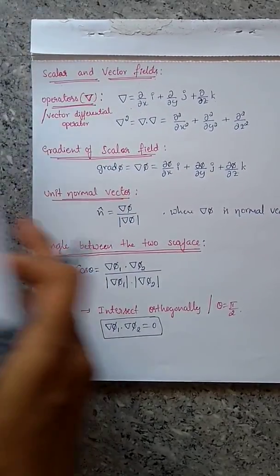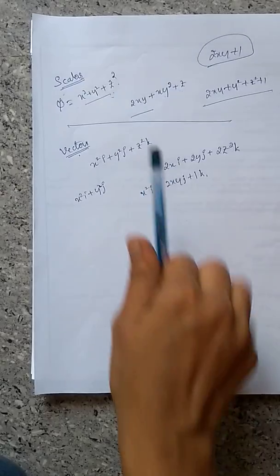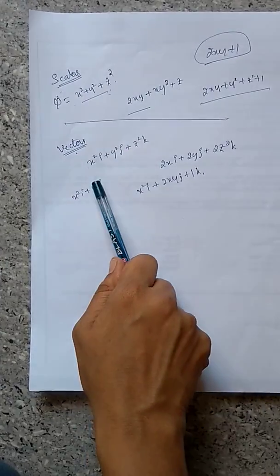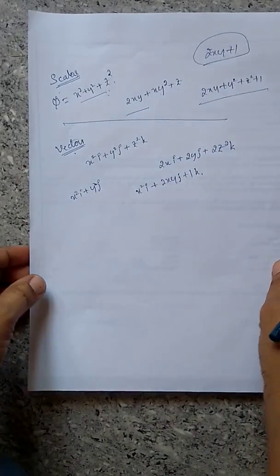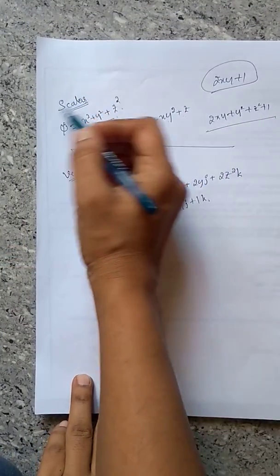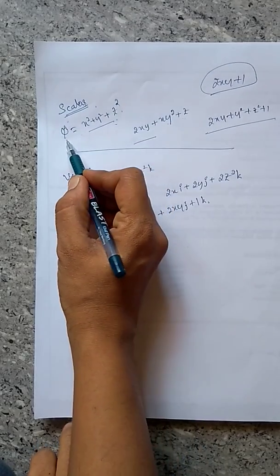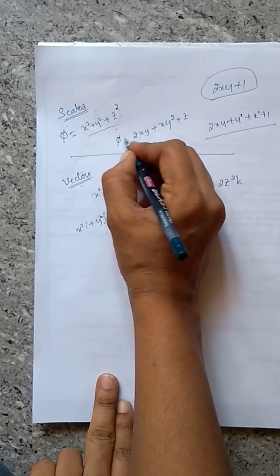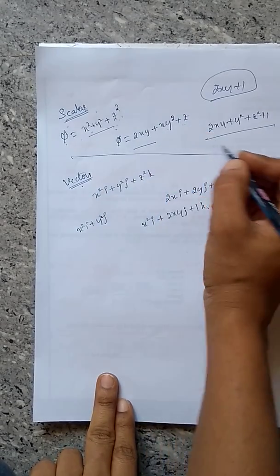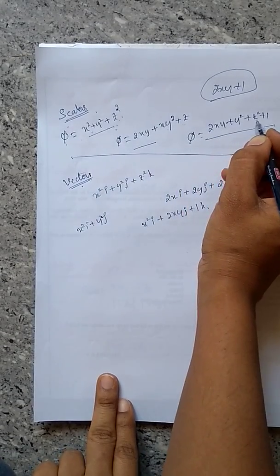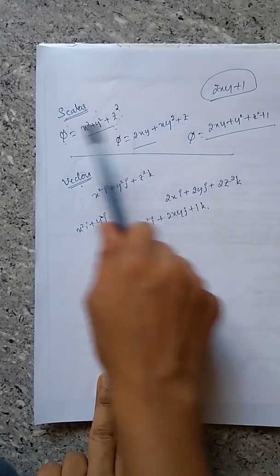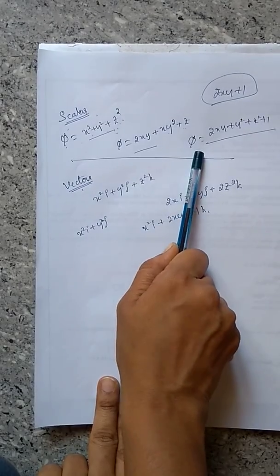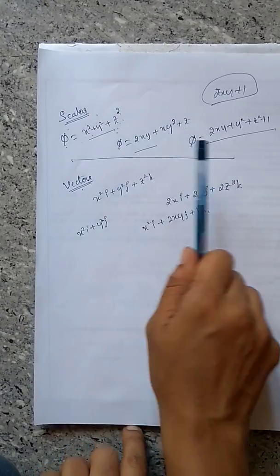Examples for scalar and vector fields were already explained in the first video. A scalar field is usually represented by the pi symbol. Pi is equal to xy plus y square plus z square, or pi is equal to 2xy plus xy square plus z, or pi is equal to xy plus y square plus z square plus 1. These are all examples of a scalar field, generally represented by the pi symbol. Surface and scalar field are the same.